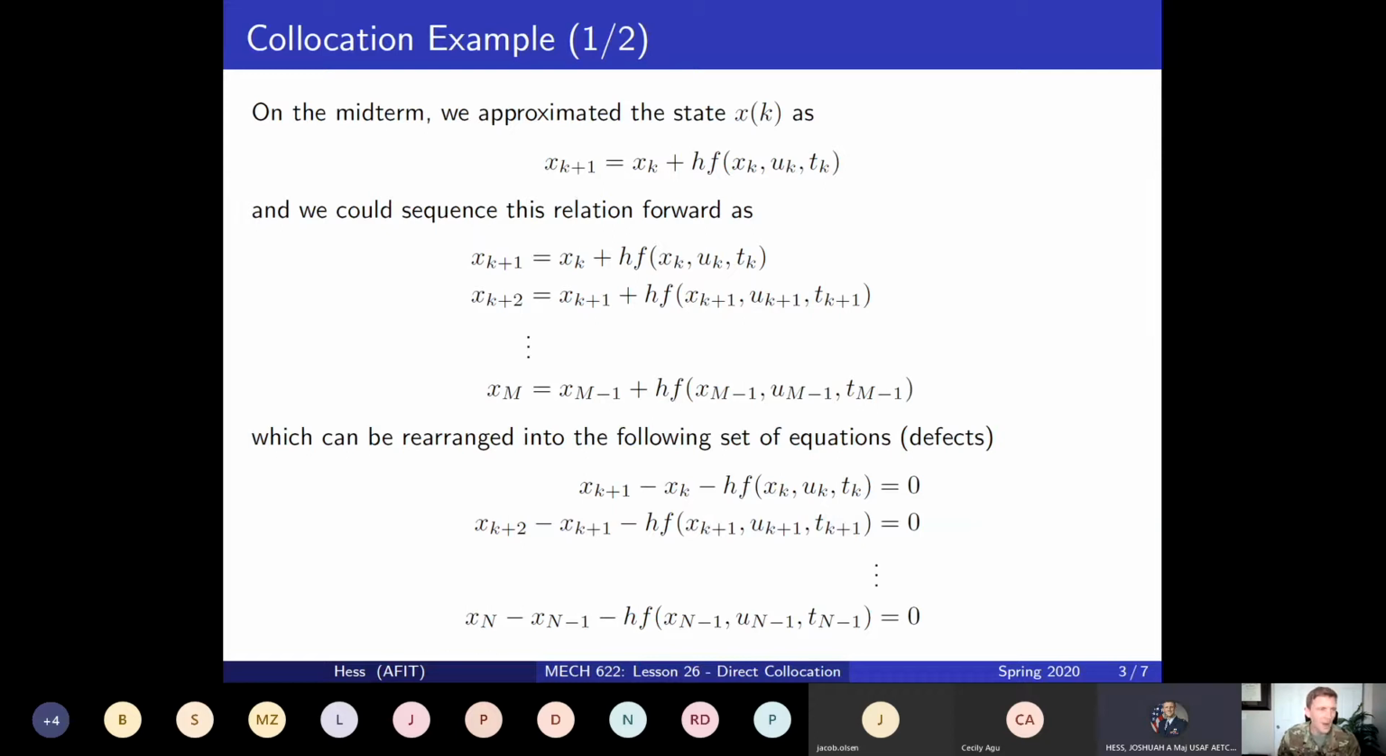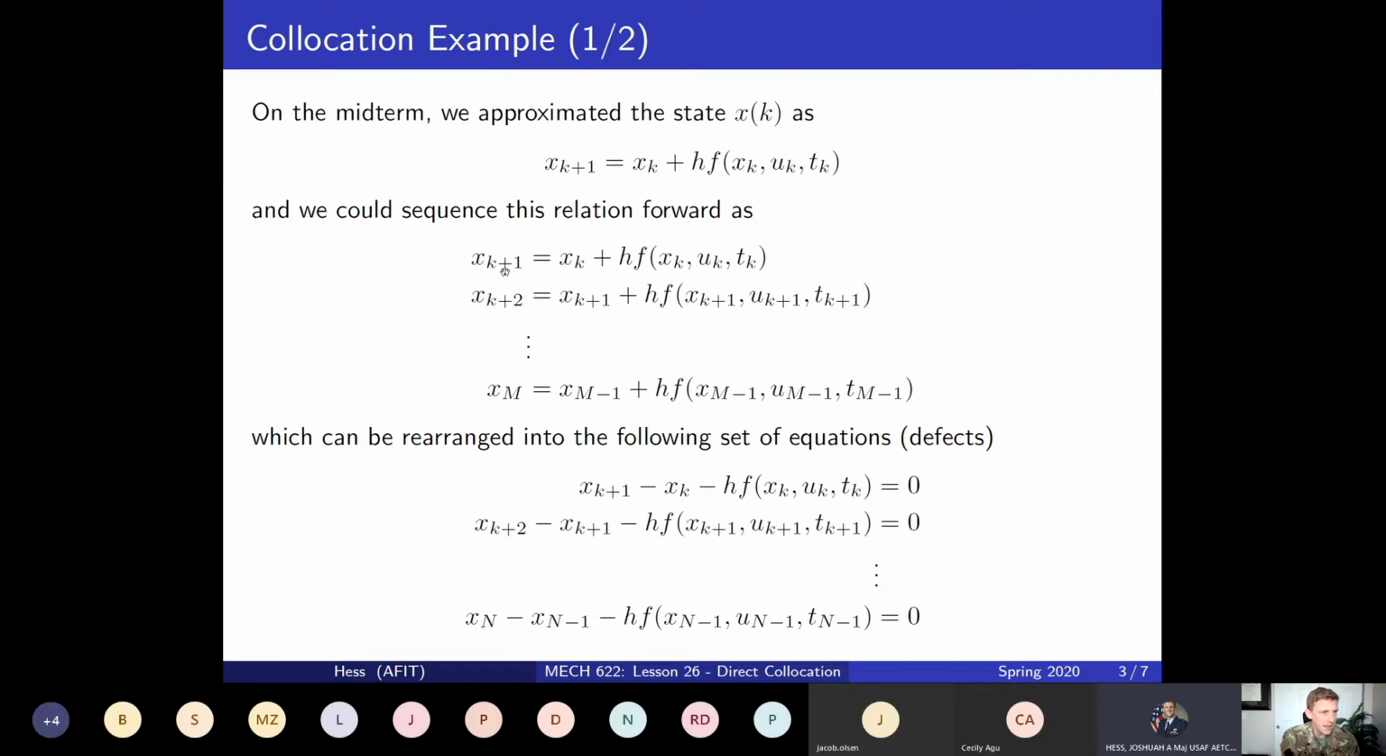Okay, so we definitely did it, right? But let's just pretend that we did. So we're going to approximate the state with these dynamics, like a simple Euler forward integration scheme, okay? And so you can sequence that forward, right? So hopefully this looks familiar, where I can go all the way to x sub m, with x sub m minus 1 plus that same step. And this would be an example where we're using the same h, the same delta between t. So this h here might be t sub k plus 1 minus t sub k or something like that.